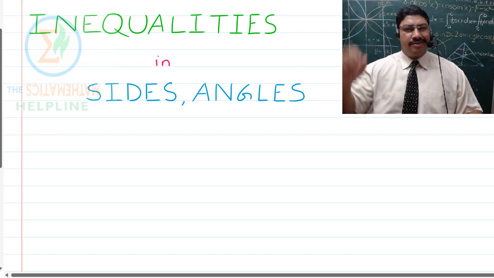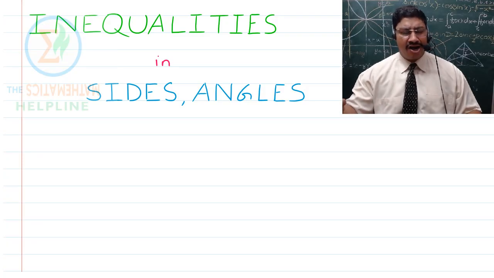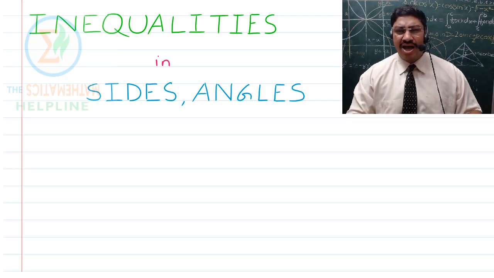Hello. The moment you look at a number, you can easily tell whether it is greater or lesser than another number. However, in a geometrical figure, you will not easily be able to tell whether a line segment is greater or lesser. But for that, we have a theorem.